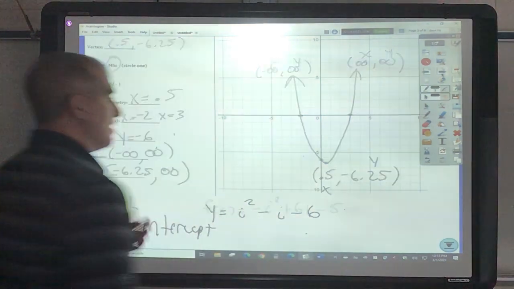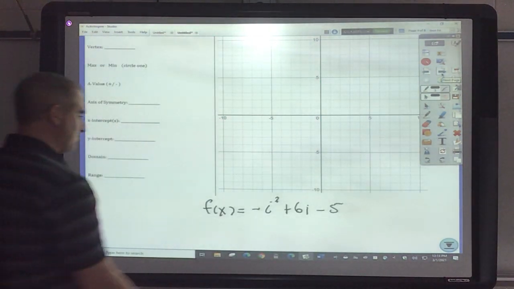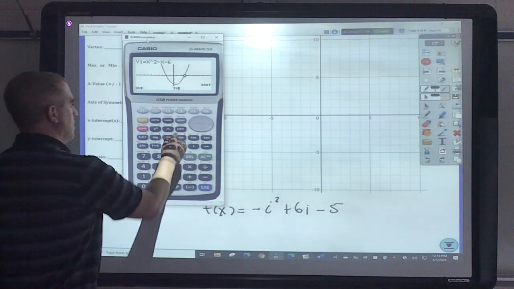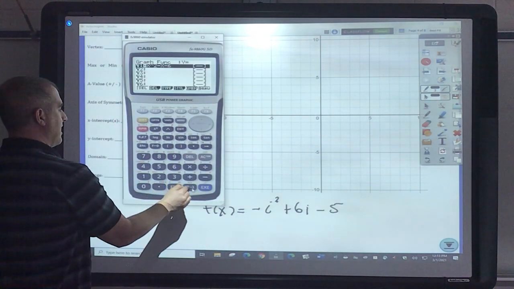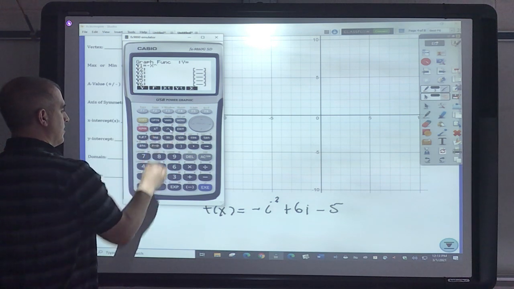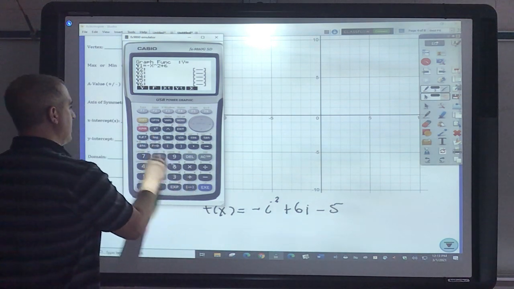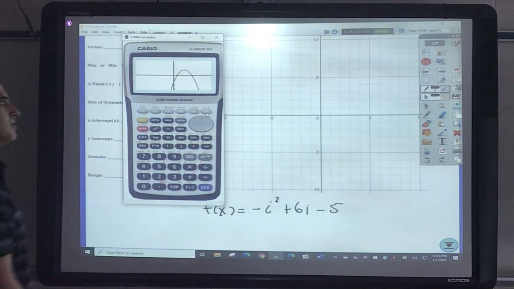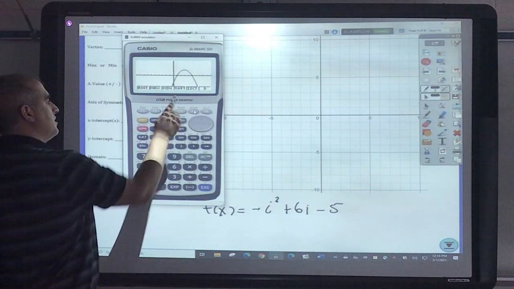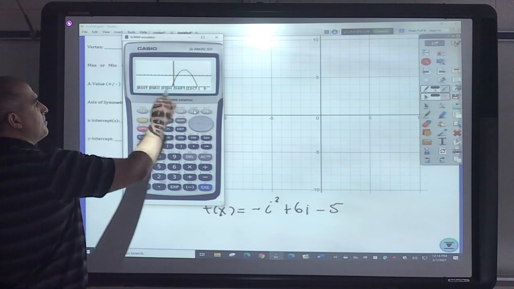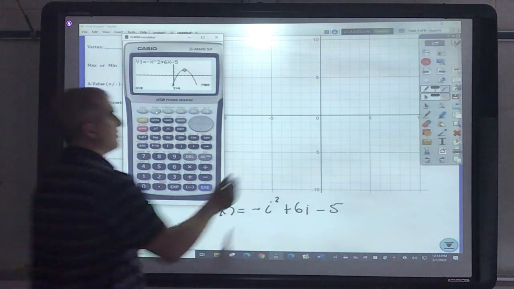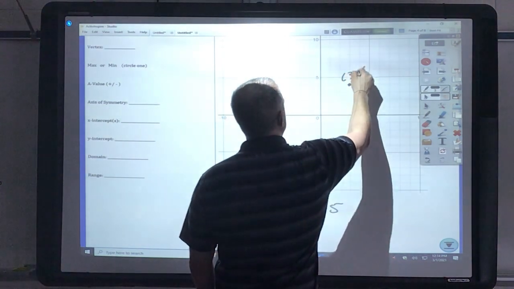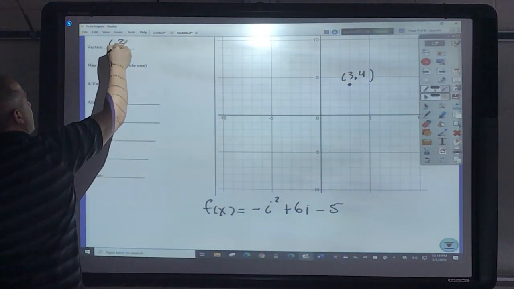Let's do another one together. So, let's start this one off in Casio. We'll go a little bit different of a direction. So I got -x squared plus 6x minus 5. Draw. This is the graph I have. I go to G-solve. Now this would be a maximum. So it's 3 over, 1, 2, 3, 4 over. So 3, 4. I'm going to go ahead and label that. That's easy. That's my vertex.